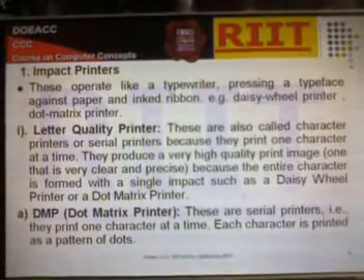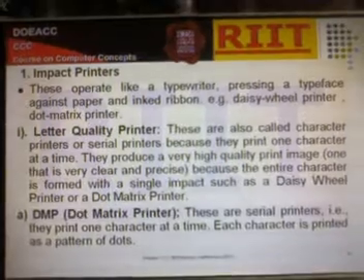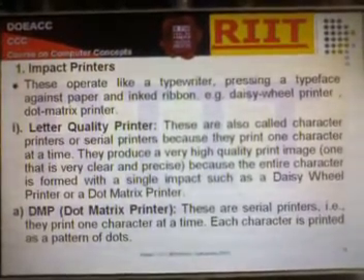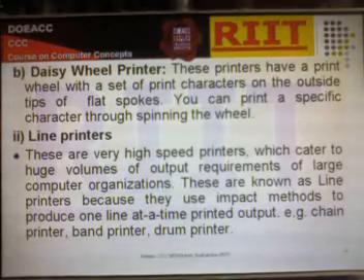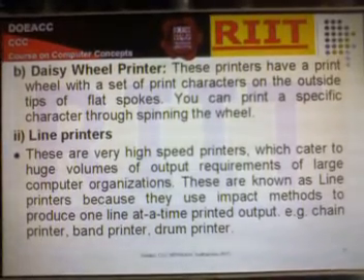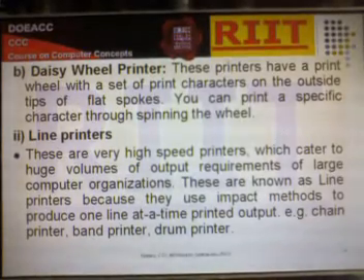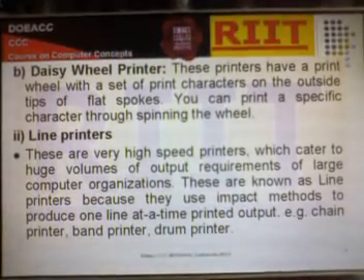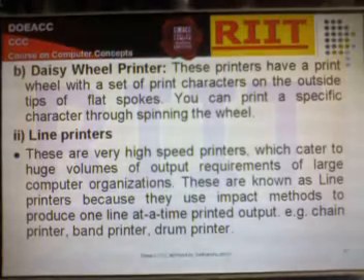DMP, dot matrix printer. These are serial printers. For example, they print one character at a time. Each character is printed as a pattern of dots. And the second, daisy wheel printer. This printer has a print wheel with a set of print characters on the outside tips of flat spokes. You can print a specific character by spinning the wheel.